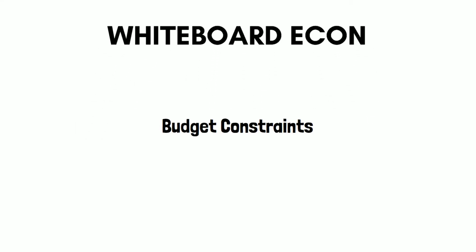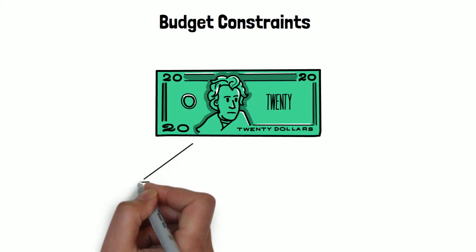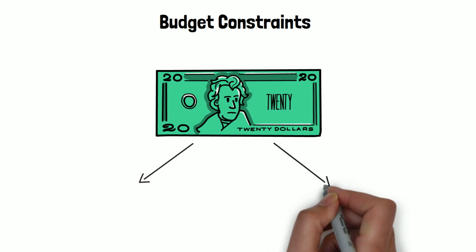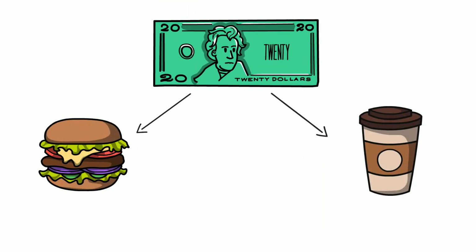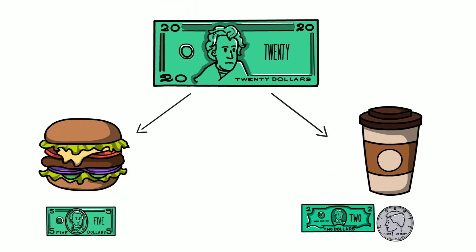Say that you have a budget of $20 per week. To simplify things, there are only two goods in the market. You can spend your money on burgers and on coffee. Burgers cost $5 and coffee costs $2.50.